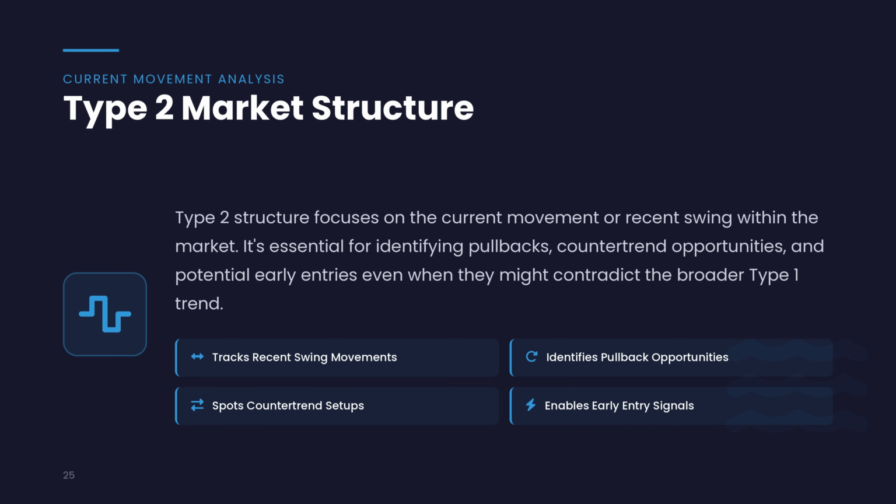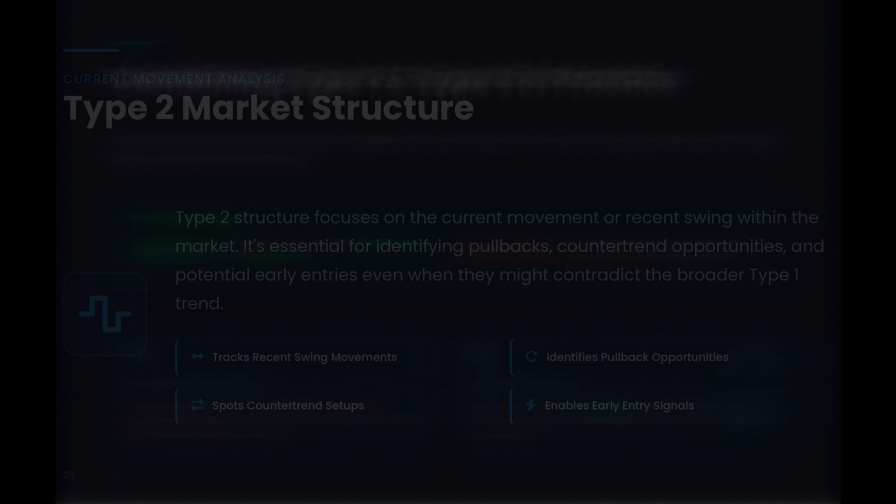Use a different color scheme when marking Type 2 on your charts, perhaps blue for Type 2 bullish and orange for Type 2 bearish. This visual distinction helps you quickly identify the current short-term structure without confusing it with your longer-term Type 1 analysis. In conclusion, remember that Type 2 is about current movement, timing, and tactical entries. It's your short-term roadmap within the long-term journey defined by Type 1, brilliant for timing optimal entries.